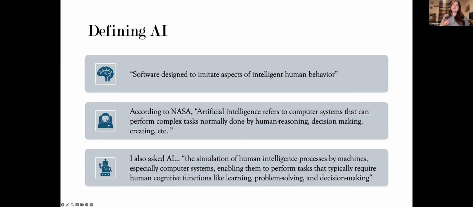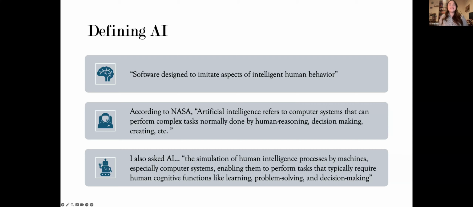So the definition of AI, before we really get started, I think it's kind of important to define AI a little bit because we hear this term and it has a lot of connotation involved with it, a lot of opinions, both positive and negative. But in a very basic term, software designed to imitate aspects of human intelligence and human behavior is what we're looking at when we talk about AI.